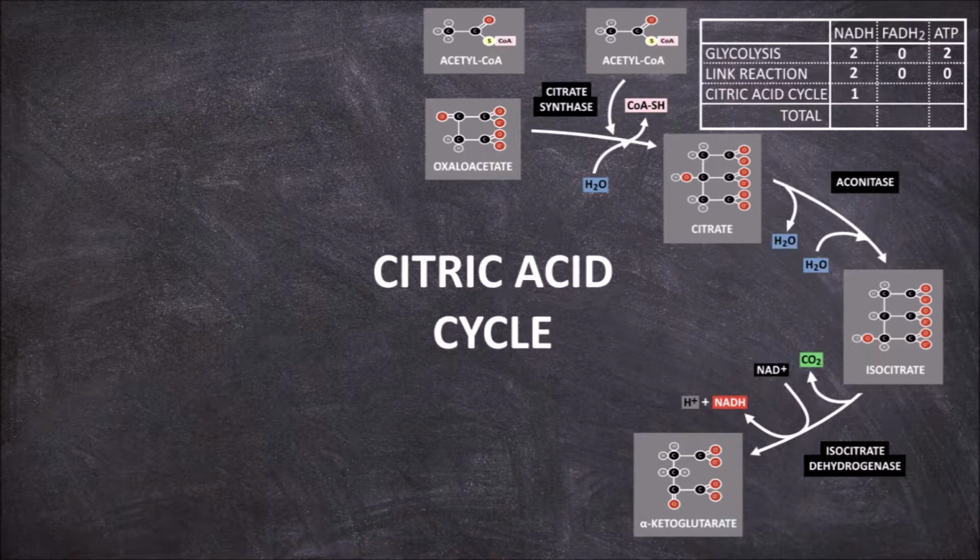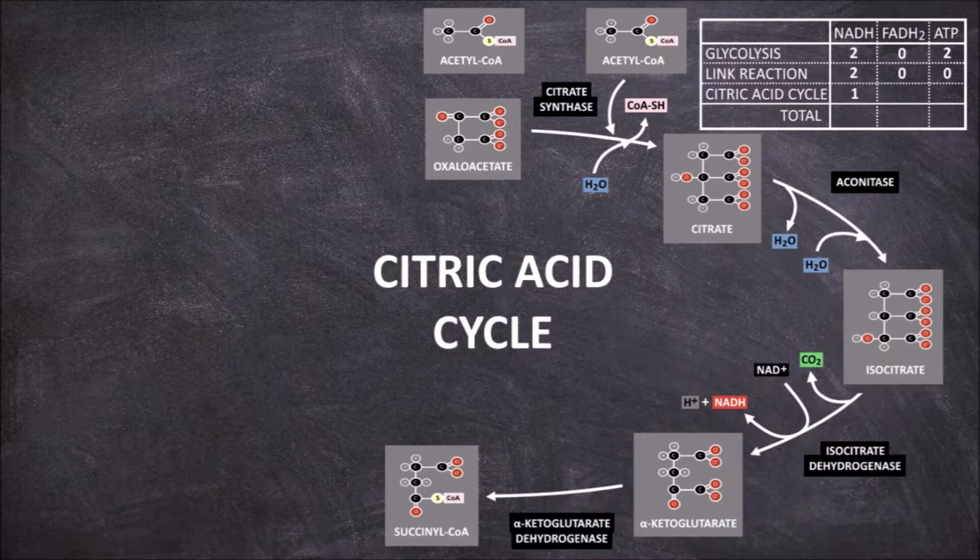The fourth step involves the conversion of alpha-ketoglutarate, a 5-carbon molecule, into succinyl-CoA, a 4-carbon molecule, using the enzyme alpha-ketoglutarate dehydrogenase. This step involves the removal of a carbon dioxide molecule. A coenzyme A group is added, and NAD+ is reduced into NADH and hydrogen. This step creates another NADH, taking our net total to 2 NADH for 1 acetyl-CoA molecule.